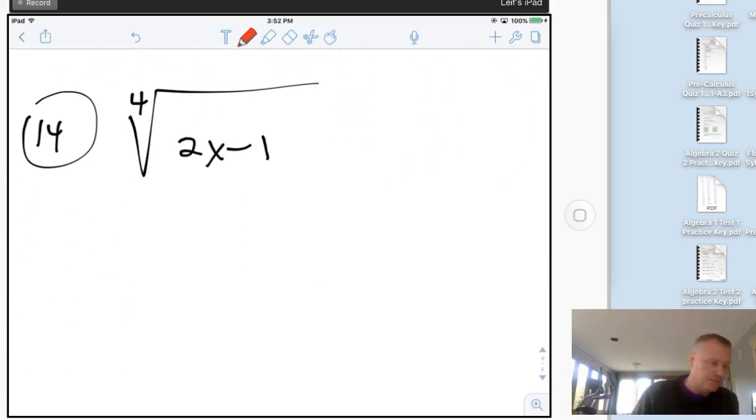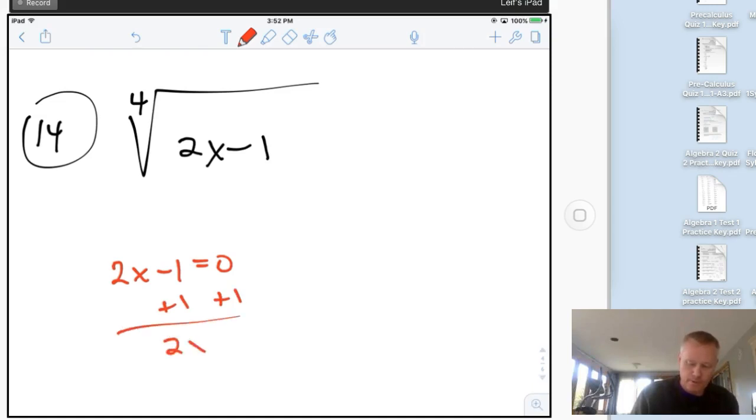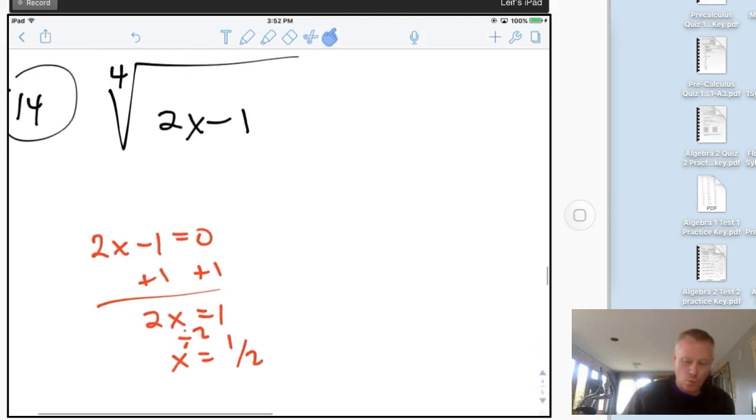Oh, my goodness. 4th root has the same rules as second roots because it's even, all right? So you can't have a negative number under there. So it's really the same kind of thing. And if you don't know what makes the inside of the radical negative, you could always take it and set it equal to 0, which is what I'll do here. Which means you add 1, and I get 2x equals 1. Therefore, x equals 1/2 when you divide by 2. Okay, so 1/2 is good.